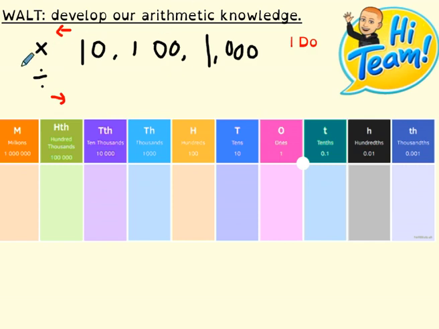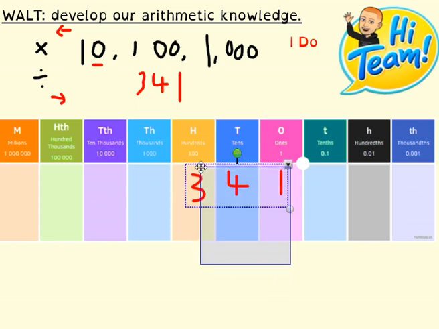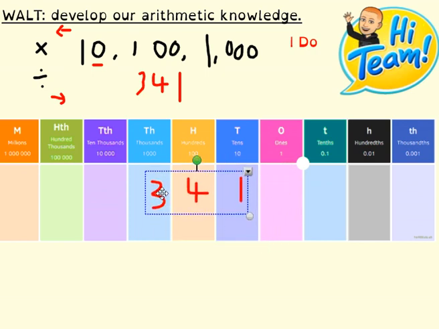So let's start with timesing by 10. So I'm timesing by 10. Let's have a look at the number 341. I'm timesing by 10. The zeros always help me work out what I'm doing. Because I'm timesing, I'm moving to the left. And because 10 has one 0 in it, that is telling me to move my digits to the left one place. So the 300 becomes 3,000, the 4 tens becomes 400, and the 1 becomes 10.